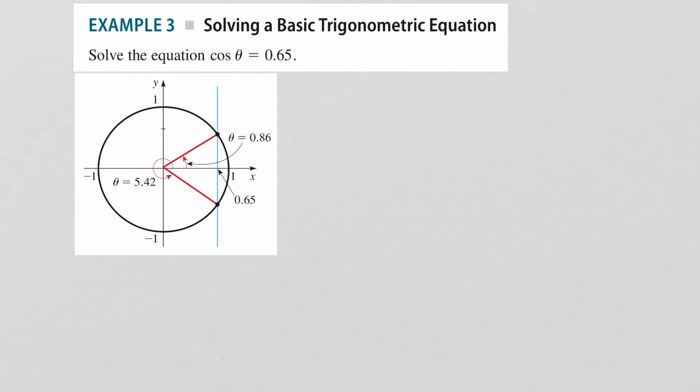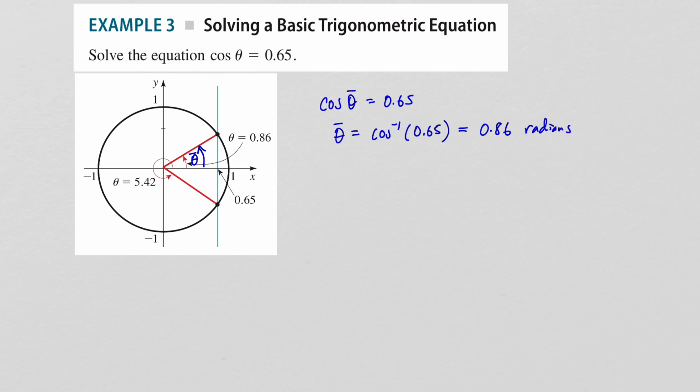Now in this next problem, we have cosine of theta is equal to 0.65. 0.65 is not a special value that shows up on the unit circle. So to solve this, we are definitely going to need to use a calculator. So what we need to do here is find the angle theta bar, the reference angle, for which this is true. So we know that cosine of the reference angle is 0.65. This means that theta bar is going to be the inverse cosine of 0.65. And if you plug this in on a calculator, you're going to get in radians approximately 0.86. Okay, so I'll just remind you here that this is radians.